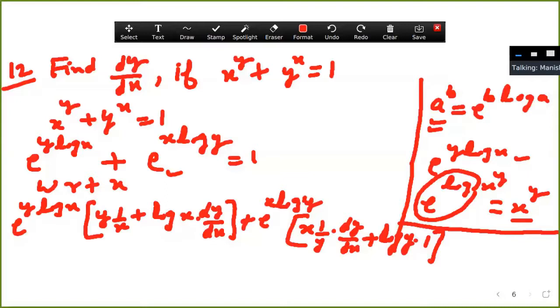Okay, and equal to the derivative of 1 is 0. So now the next part is what? You have to collect the terms of dy upon dx. When you multiply by the inside terms, you get terms having dy upon dx. If I collect, let's see what you will get. Dy upon dx, you will collect the terms from the left and right both.